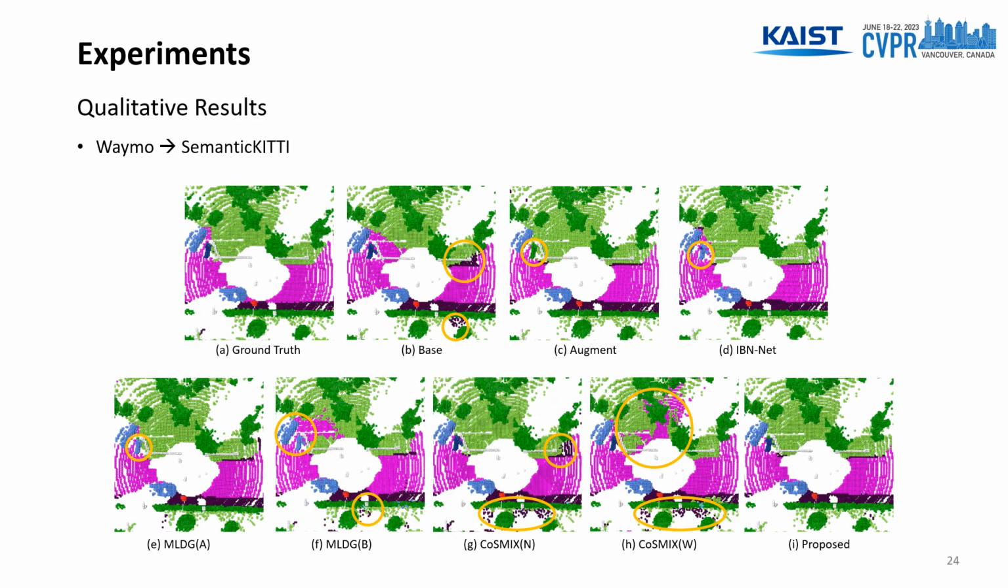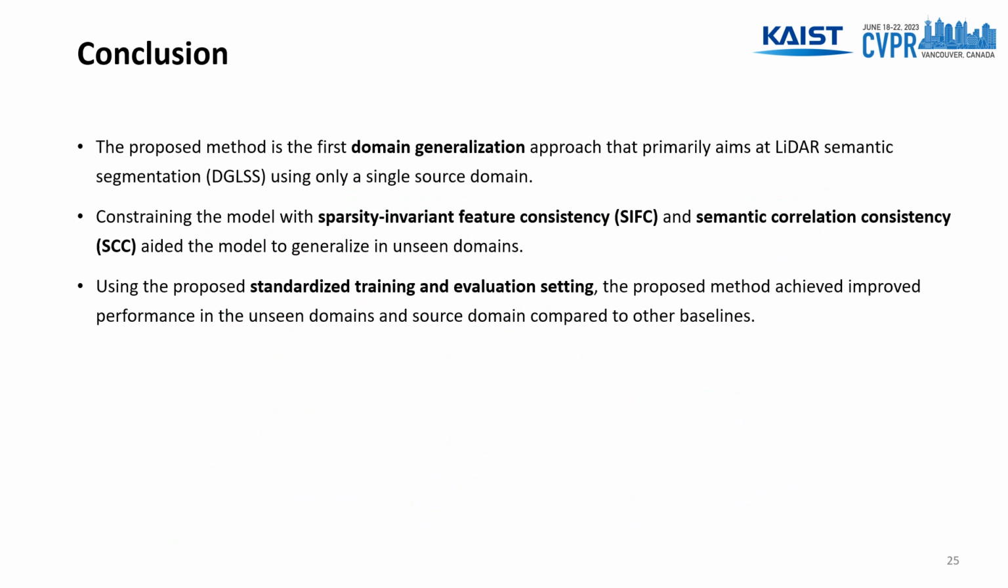These are additional qualitative results. To sum up, the proposed method is the first domain generalization approach that primarily aims at LiDAR semantic segmentation using only a single source domain. Also, constraining the model with SIFC and SCC aided the model to generalize in unseen domains. And finally, using the proposed standardized training and evaluation setting, the proposed method achieved improved performance in the unseen domains and source domain compared to other baselines.